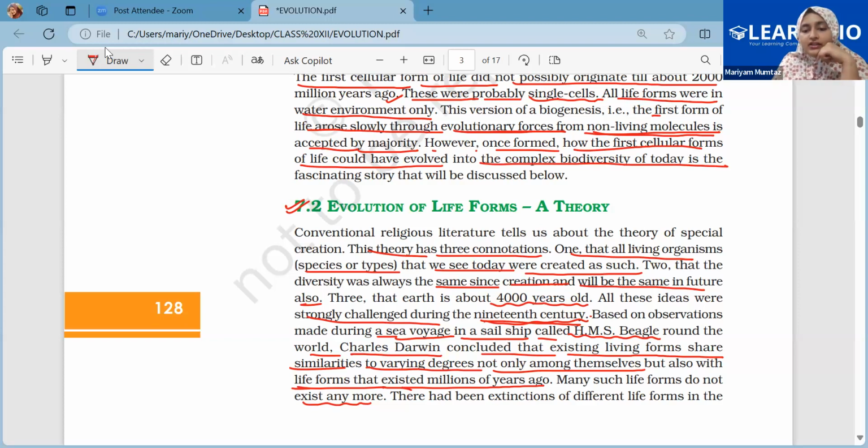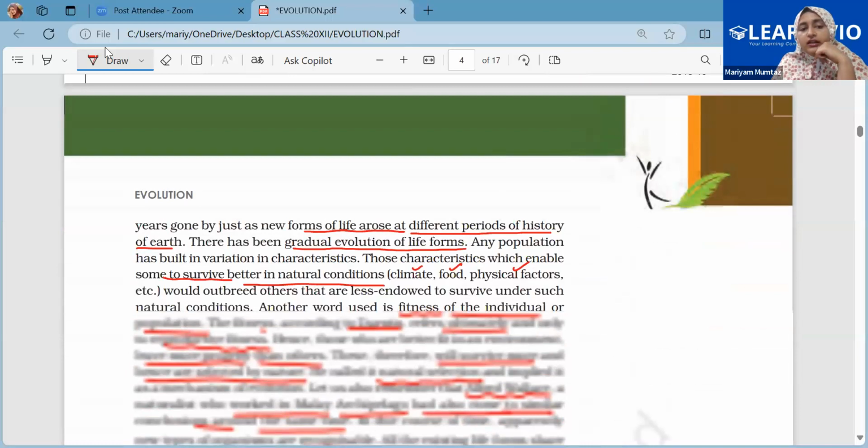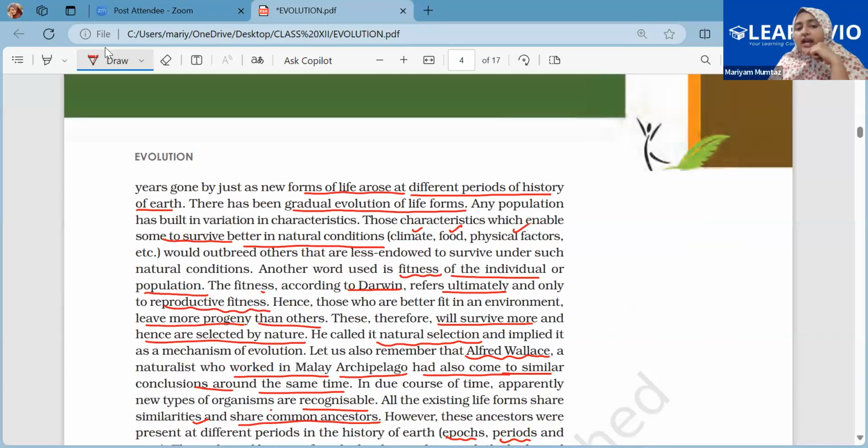There had been extinctions of different life forms in the years gone by as new forms of life arose at different periods of history of Earth. There has been gradual evolution of life forms. Any population has built-in variation in characteristics.